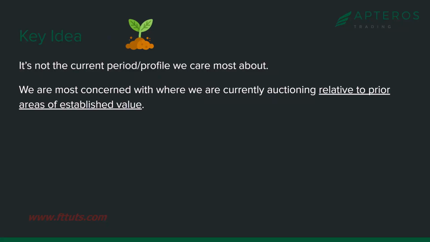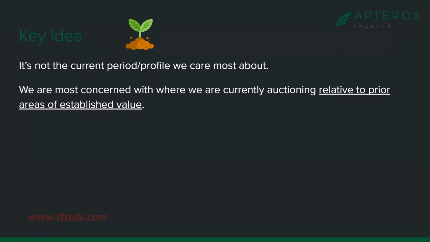Key idea here. It's not actually the current period profile that we care most about. And this is practical trading knowledge here, as well as understanding your housing market or whatever theoretical example we could use. We're mostly concerned with where we're currently auctioning, that is, where the prices currently are. That bid and that ask, that's an auction process. Where is that auction process currently relative to prior areas of established value, especially most recent value?